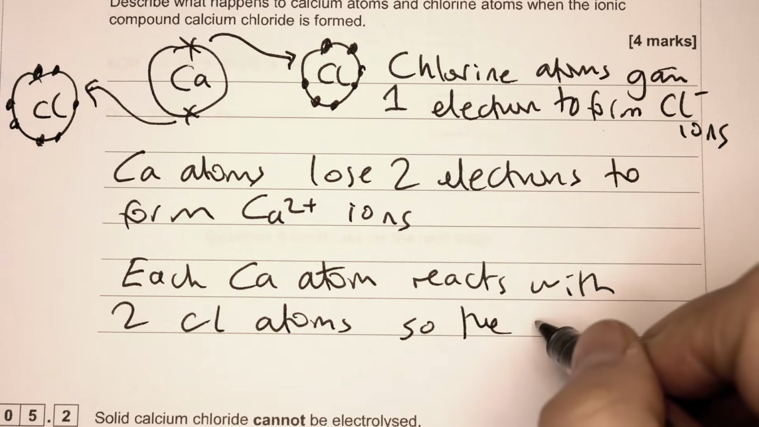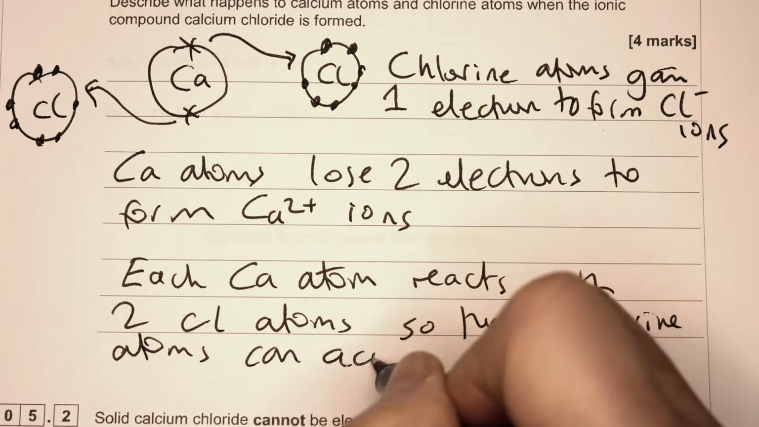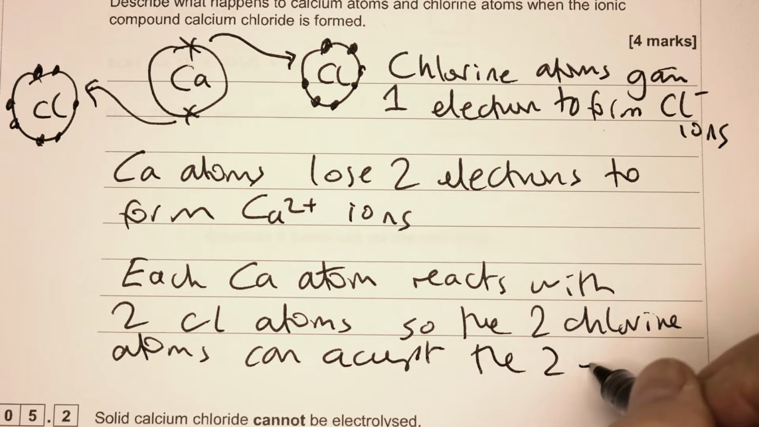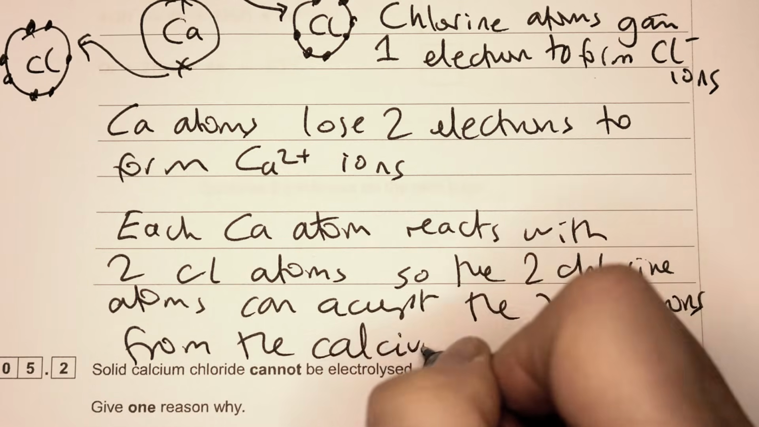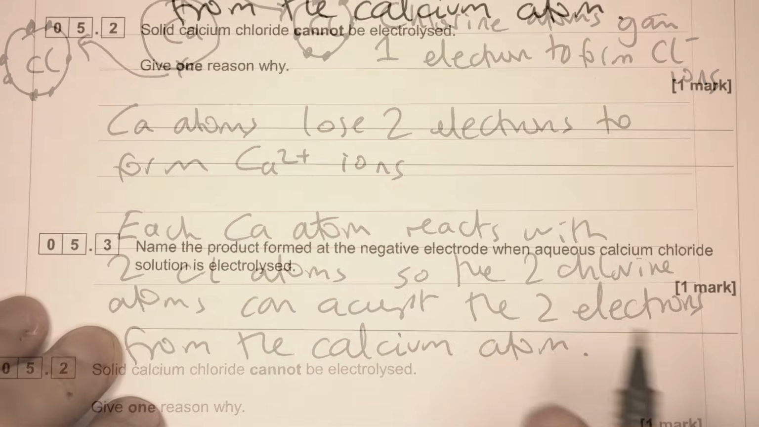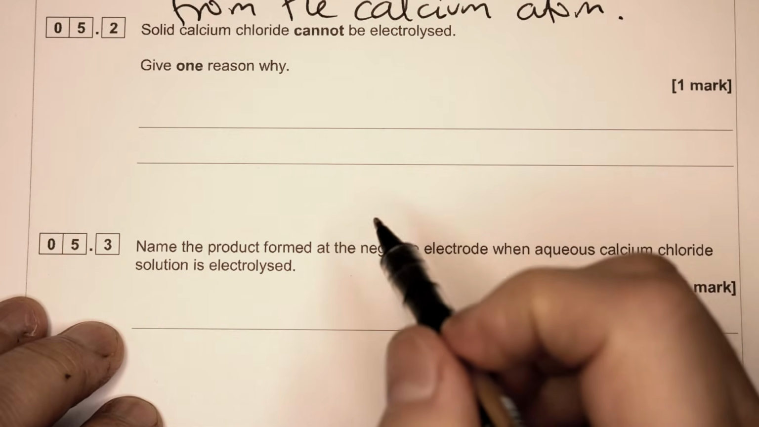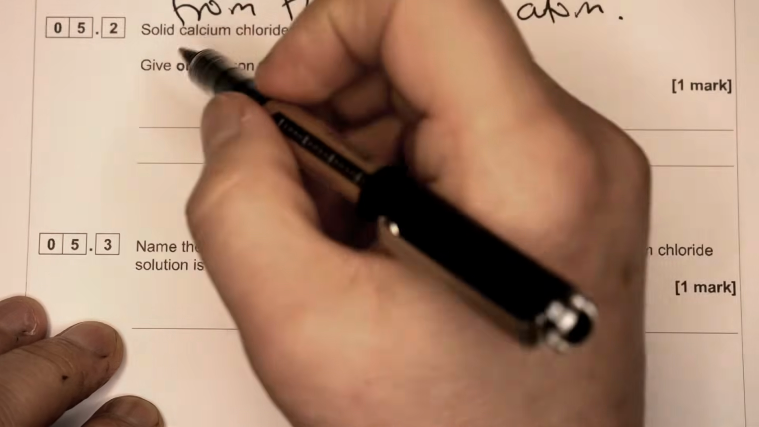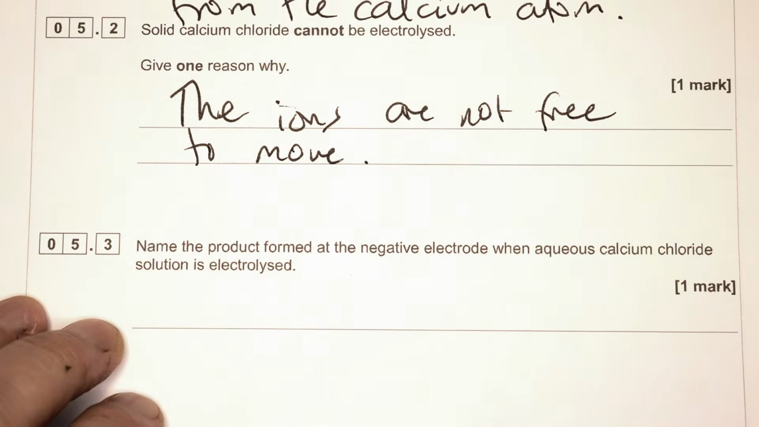So the 2 chlorine atoms can accept the 2 electrons from the calcium atom. Solid calcium chloride cannot be electrolyzed. Give one reason why. That's because the ions are not free to move. So that's because the ions are held in that giant ionic lattice.